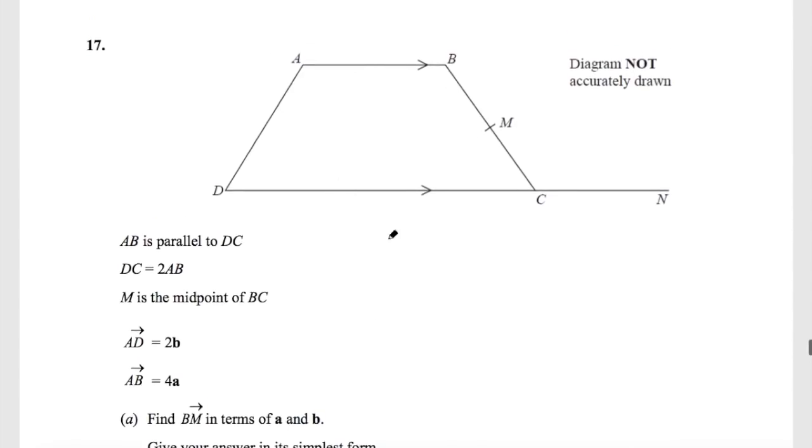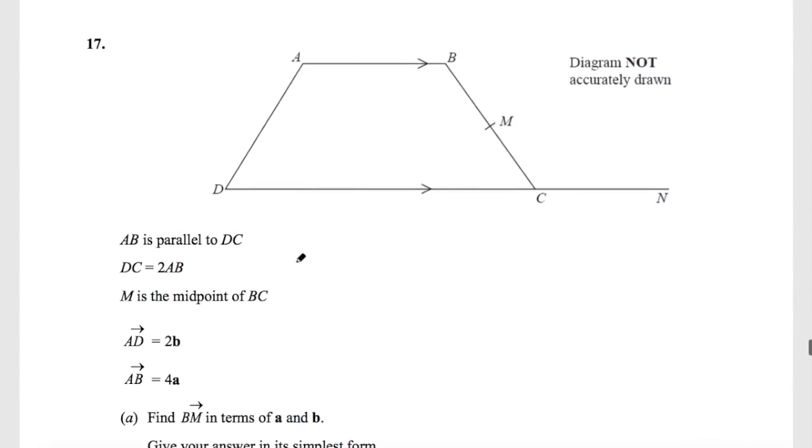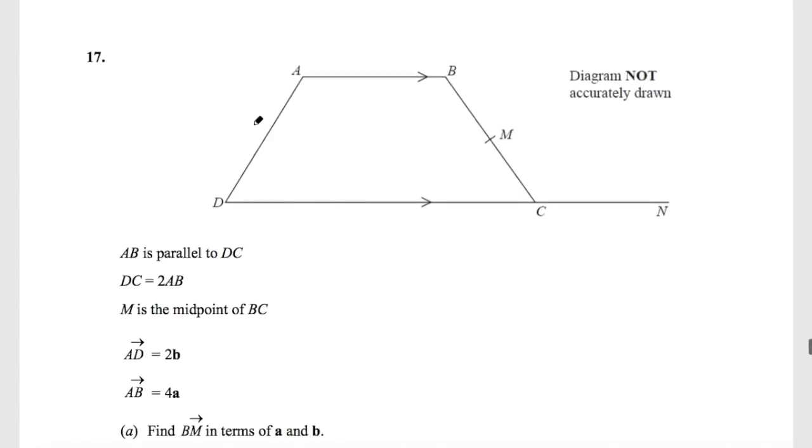Okay, so let's put some labels on this diagram. So AD is 2b, going that way.